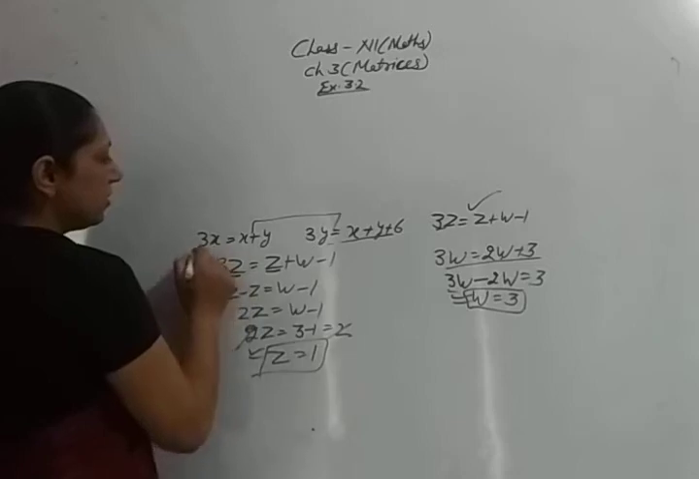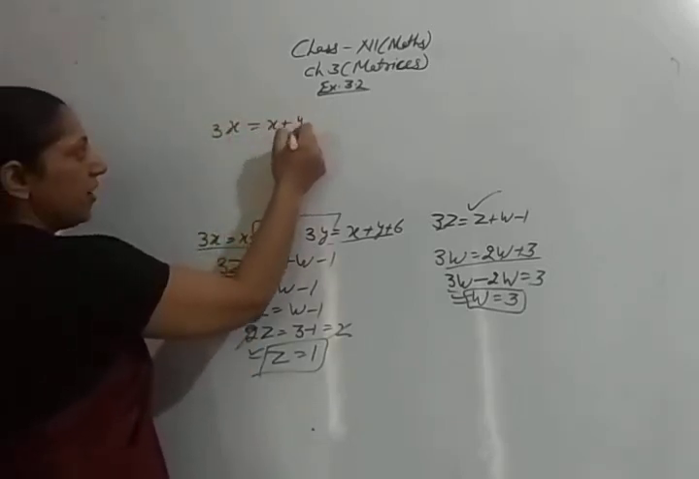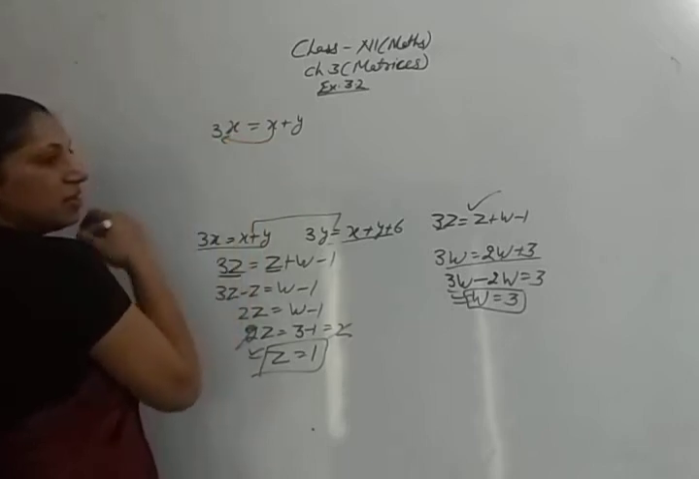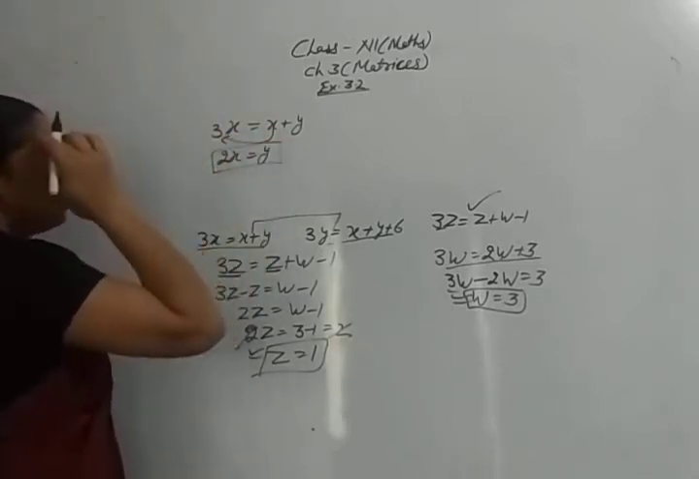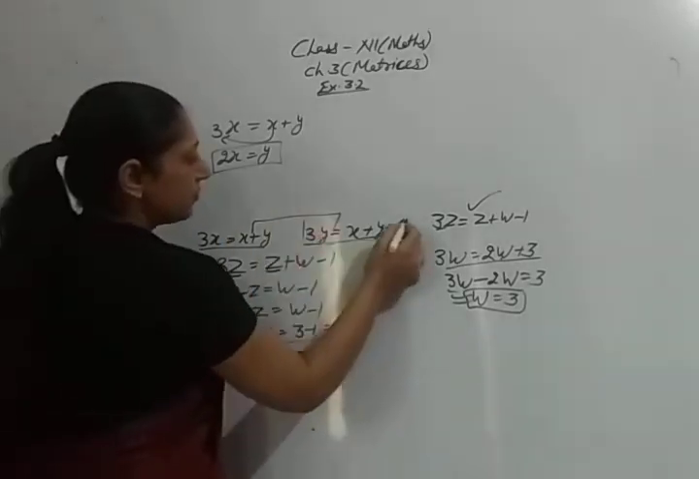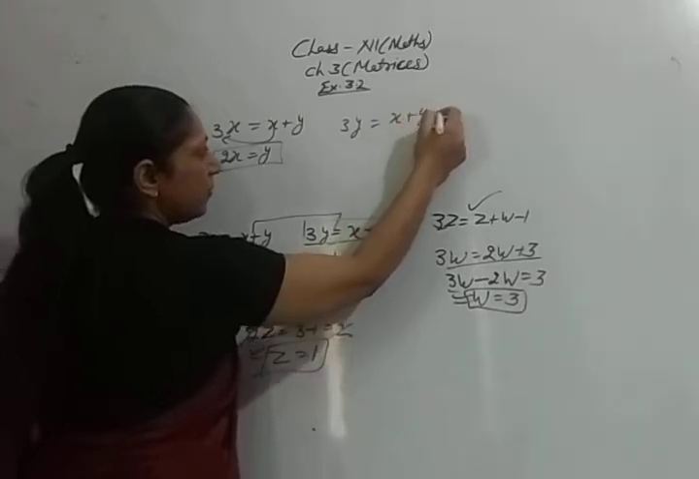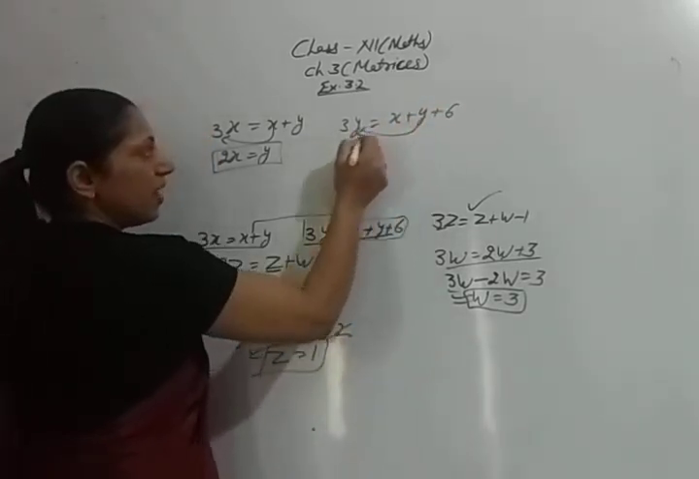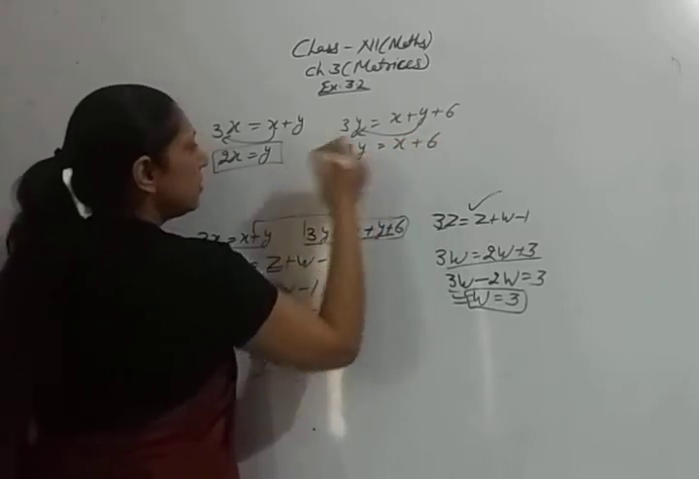Now the first equation is 3x equals x plus y. Moving x to the left side with a minus sign, 2x is equal to y. Now from the next equation, 3y is equal to x plus y plus 6. Moving y to the left side, it's 2y is equal to x plus 6.